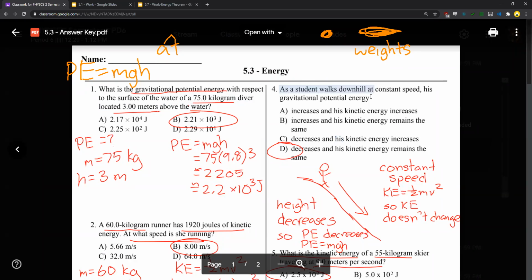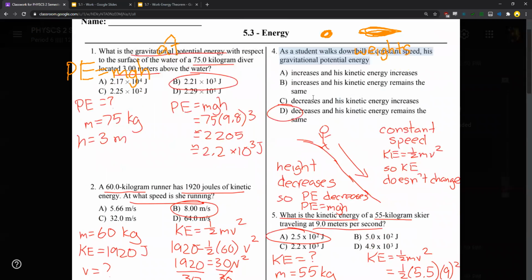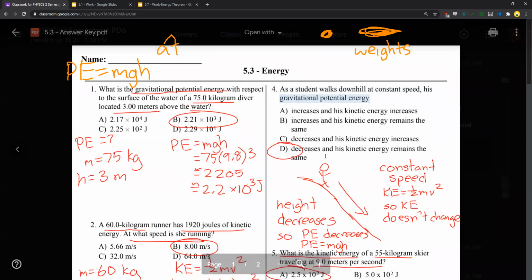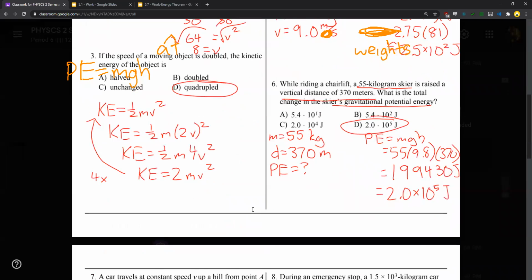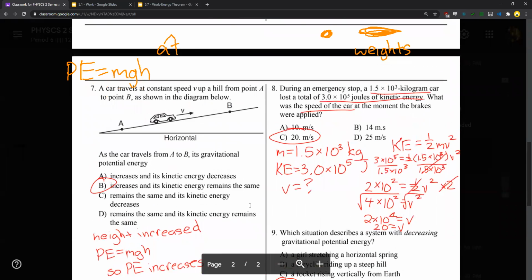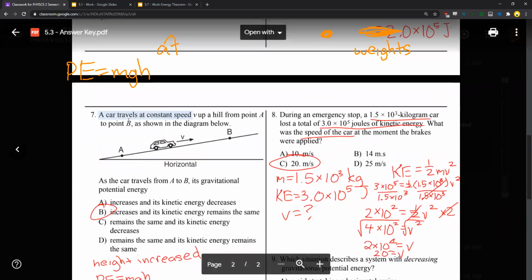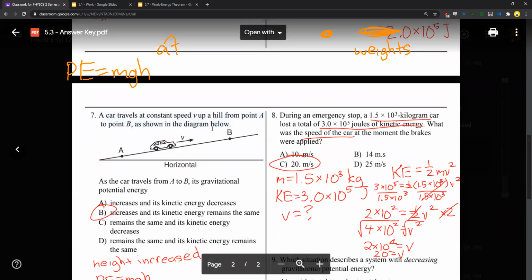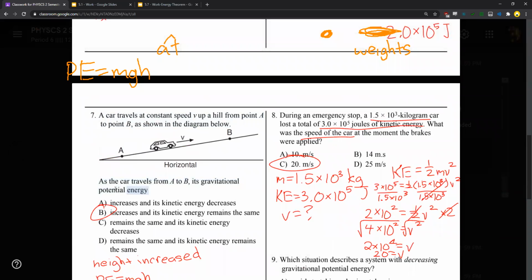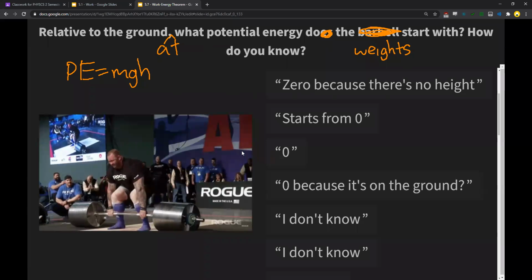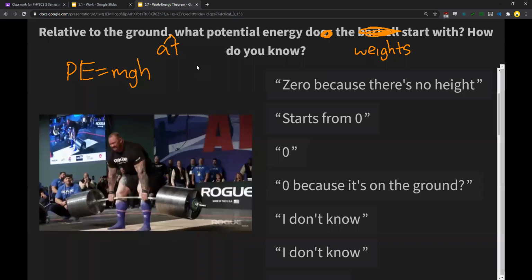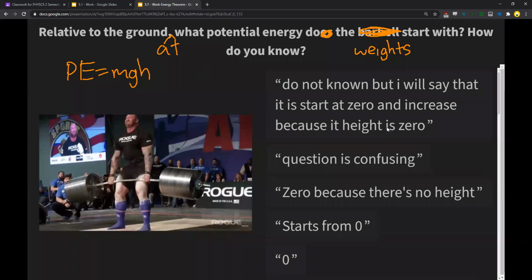As a student walks downhill at constant speed, his gravitational potential energy does what? Decreases. Why does it decrease? Because your height decreases. Number 7: as a car travels at a constant speed up a hill, what happens to your gravitational potential energy? It increases. Why does it increase? Because your height increases. It's in the formula, guys. If your height is zero, you don't have any gravitational potential energy.